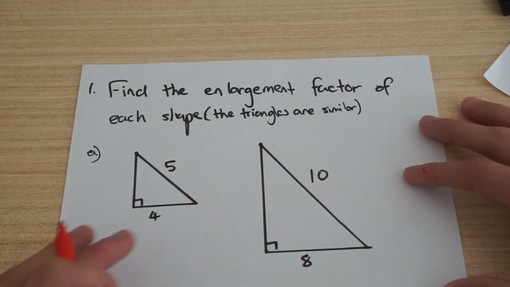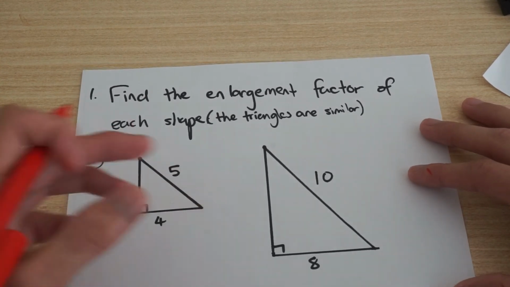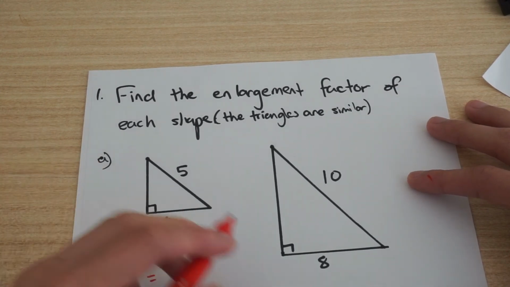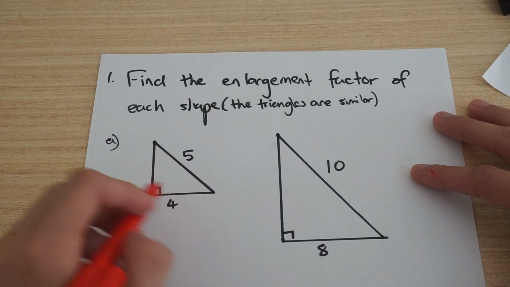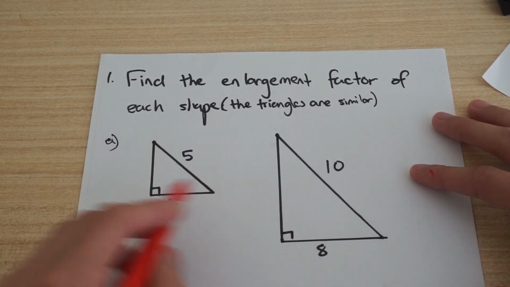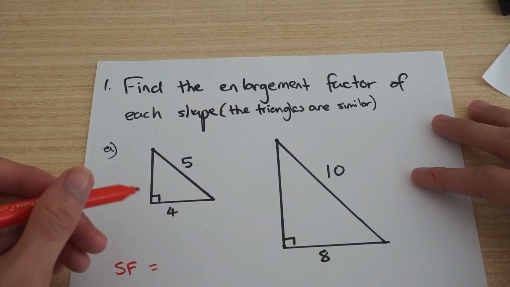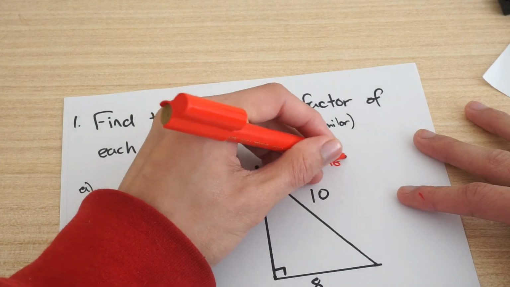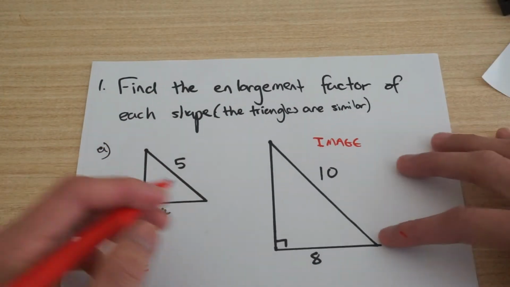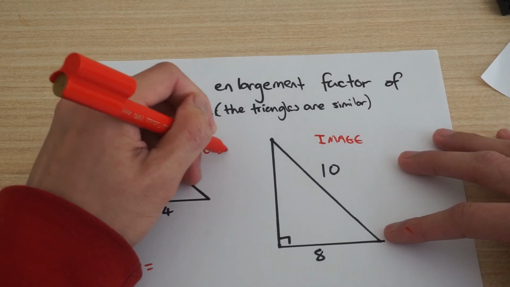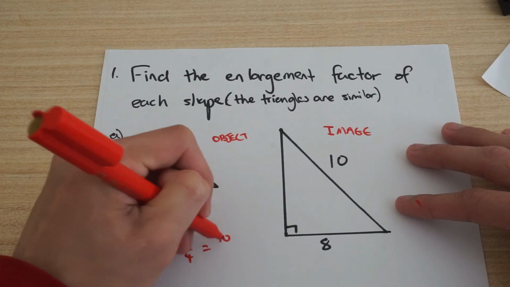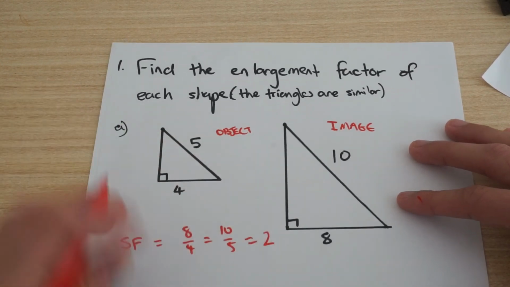In this question they asked me to find the enlargement factor. So they're telling me that the object has been enlarged. To find the scale factor, again we just look at the matching sides. You've got a right angle triangle here, there's the hypotenuse and there's the base. This is going to be my image because it's an enlargement, so I know it's got to be bigger, and that's my object. My matching sides are 8 divided by 4, which equals 10 over 5, and that equals 2.